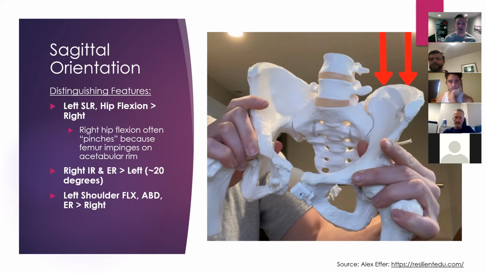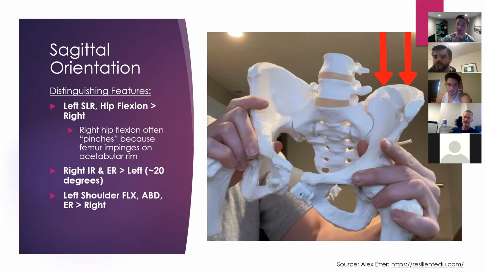So because of that, their right internal and external rotation, you usually see it's a little bit better on the right than the left. The left is going to be about 20-ish degrees. And then the left shoulder flexion, abduction, and external rotation becomes better than the right, which is interesting. Not what you would expect in the left AIC pattern, but it's because of this sagittal orientation.